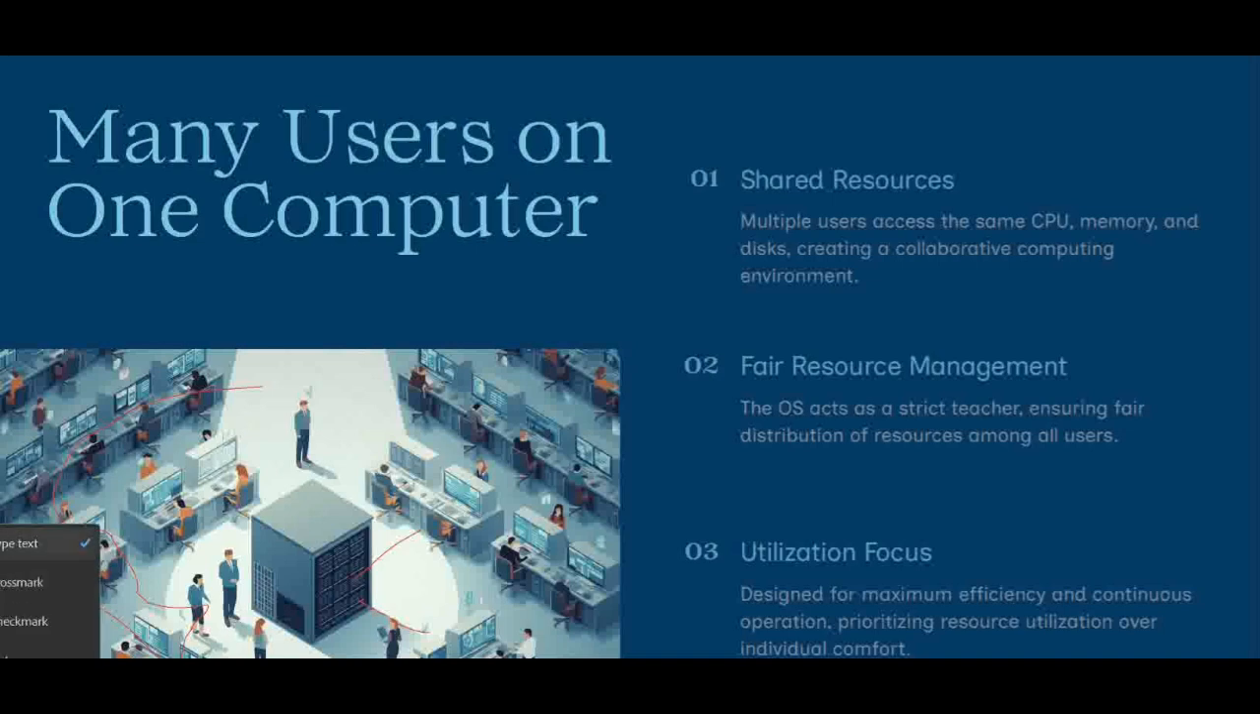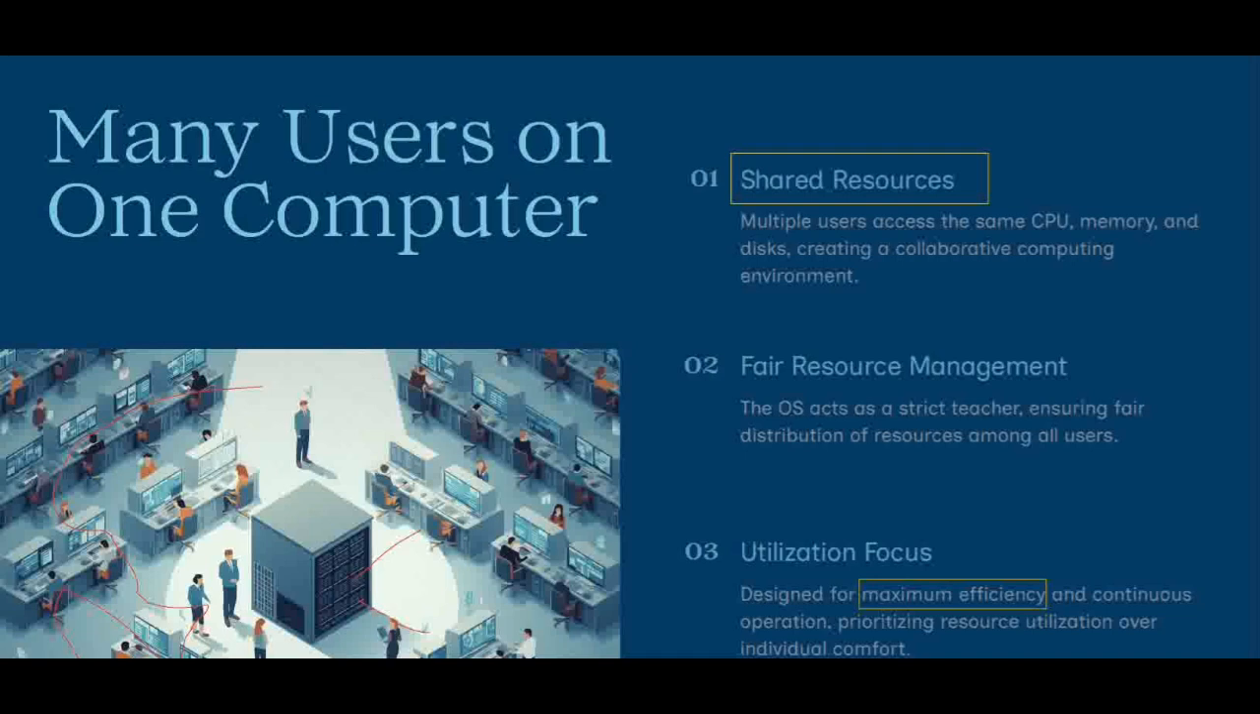So the OS shares CPU time fairly and shares memory carefully, and makes sure that no user takes more than their share and the computer is always busy and not idle. An example for that is a university mainframe or an old banking system, where the OS is designed for maximum resource utilization, not personal comfort. And this is the second scenario where the user is using an operating system in a different way.